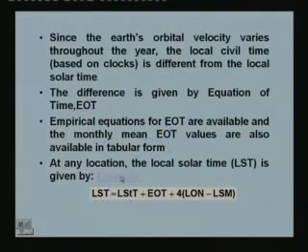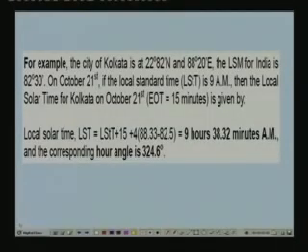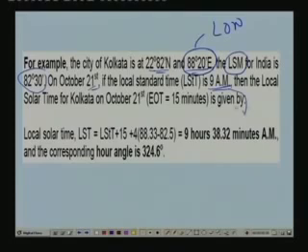Let me give a very simple example. For the city of Kolkata, which is located at 22.82 degrees north latitude, its longitude is 88 degrees 20 minutes east. And the local standard meridian for India is 82 degrees 30 minutes, that is 82.5 degrees. So this is the data, and we would like to find out, on October 21st, if the local standard time is 9 AM, then what is the local solar time for Kolkata?